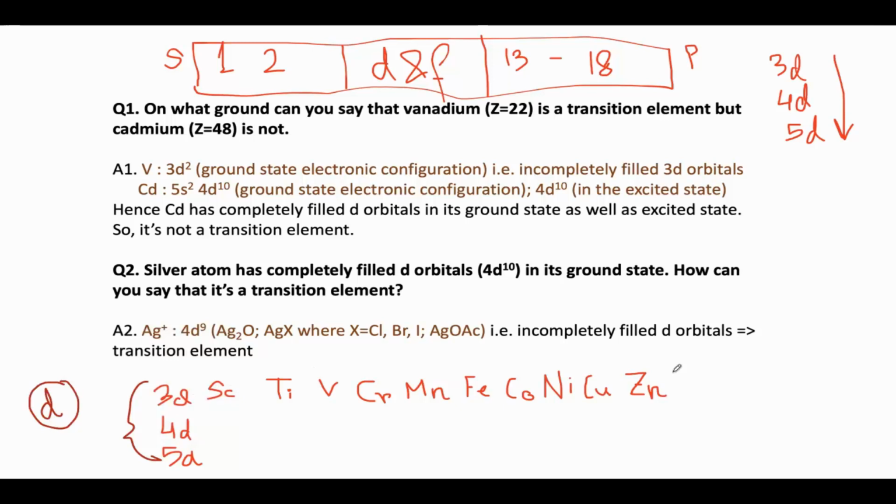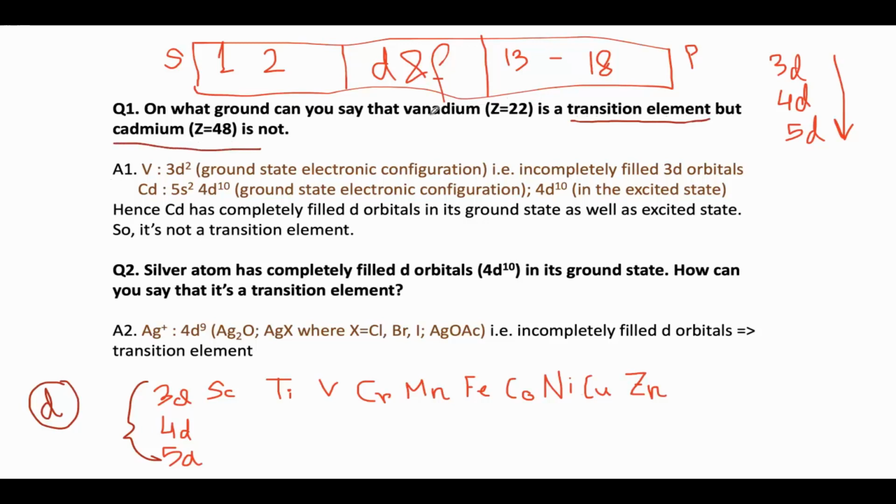But there is a slight difference between the transition element and the d block element. Transition elements have a typical definition. The most acceptable one is that an element having an incompletely filled 3d orbital, either in its ground state or in its excited state, is termed a transition element. That's why the question asks which one is the transition element. Vanadium is a transition element, but cadmium is not.